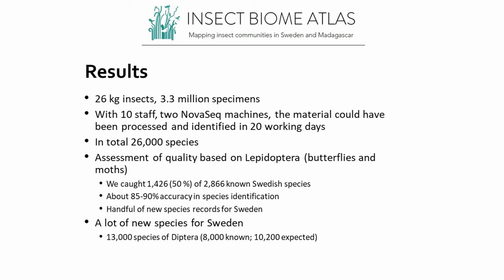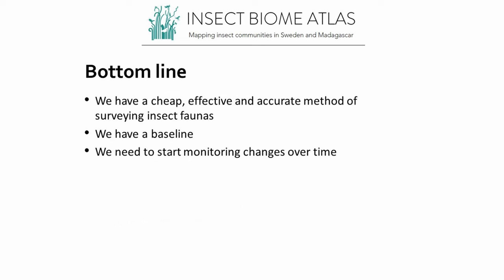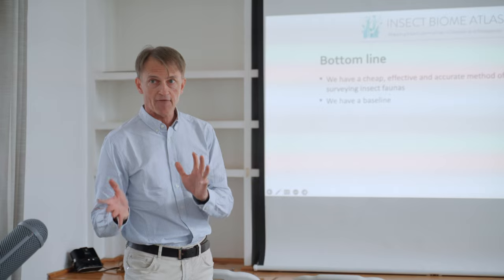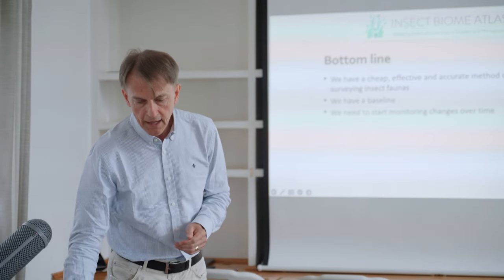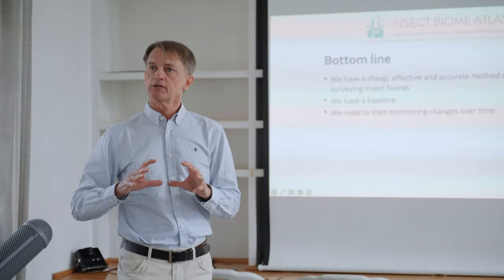In previous extrapolations, we were expecting 10,000 species. So even in Sweden, we're discovering a lot of new species records, and a lot of them are also new to science, I'm sure. But the bottom line here is we have a cheap, effective, and accurate method of surveying insect faunas. We have a baseline now for Sweden, and we have one for Madagascar too. And we need to start monitoring changes over time.